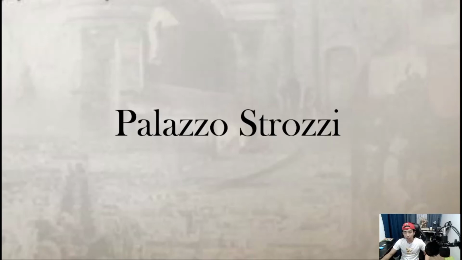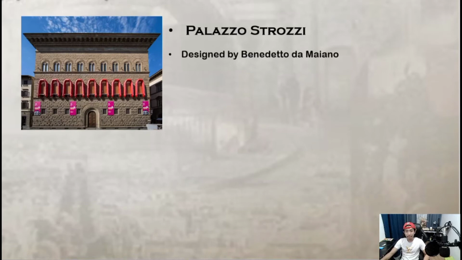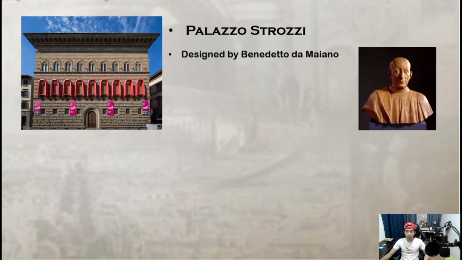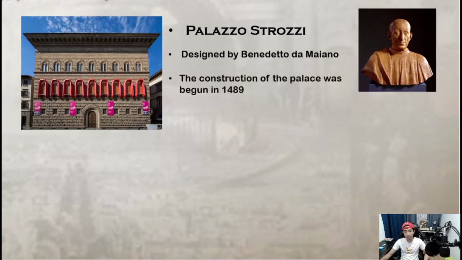So first, let's go to the Palazzo's house. This is the image of the structure of the palazzo. First, it was designed by Benedetto Damiano. So this is Benedetto, the designer or the architect of the palazzo. I can't see any image of him, but I found only a sculpture of him.